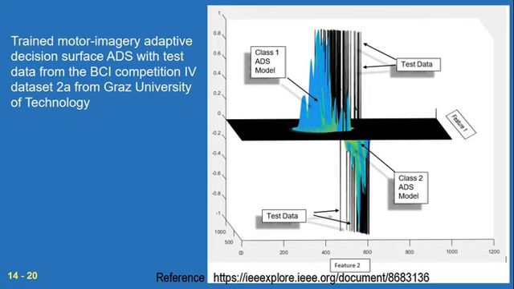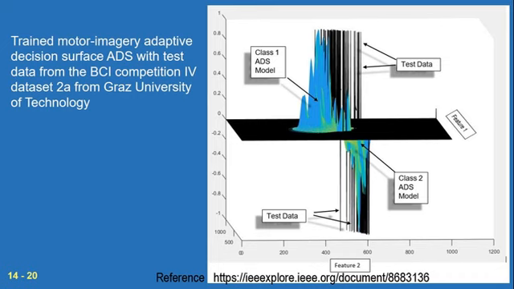Here is a side perspective view of the Adaptive Decision Surface ADS classifier. This ADS is trained with the motor imagery training data. The vertical black line shows the test data. The ADS classifier has not seen this data before. The classification on the vertical lines is determined by where the vertical lines interact with the three-dimensional adaptive decision surface.